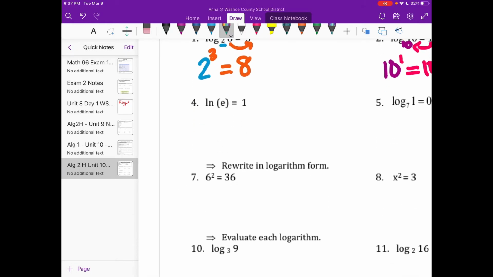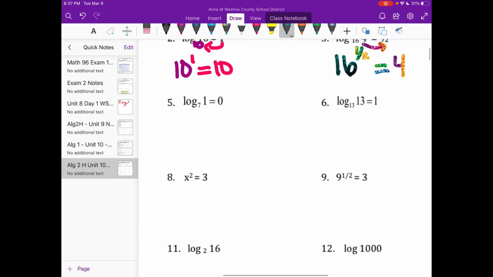Now we have this ln of e. Remember that ln is basically just log base e. So on this one, you can just put e to the first, because this is still going to be your exponent. There's still a little e right here for your base, and it should equal e. And that makes sense, because, oops, sorry, this one also switched places. E to the first is just e.